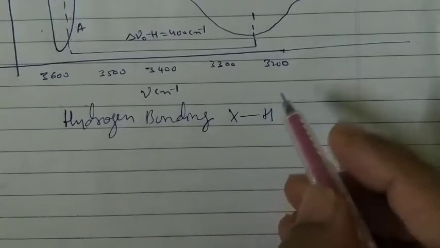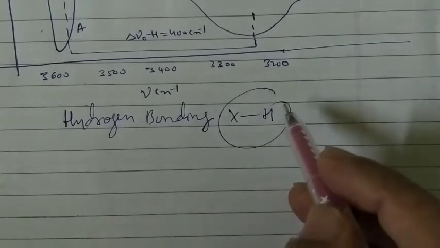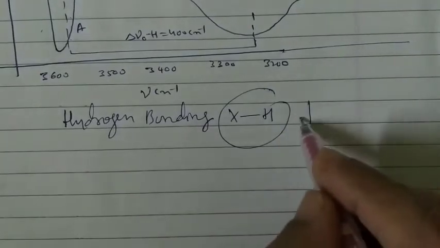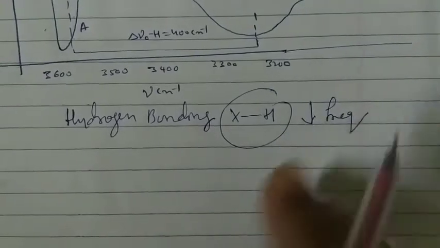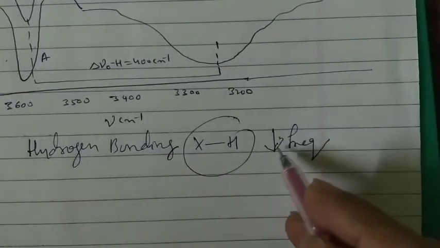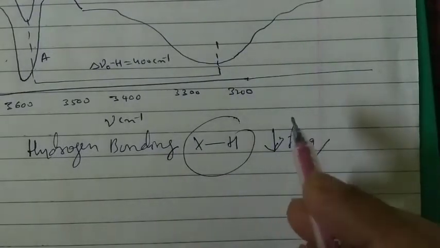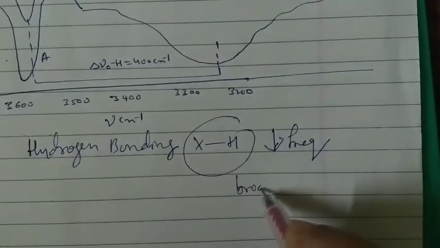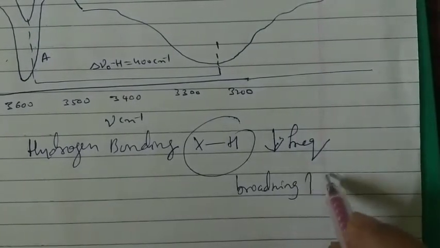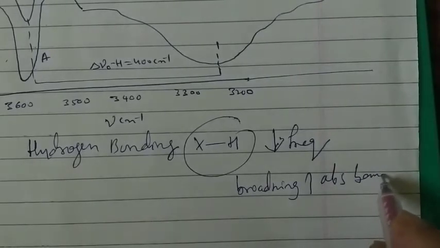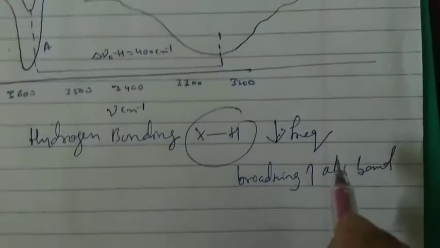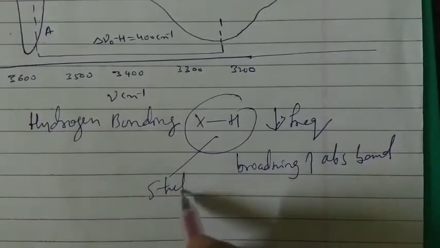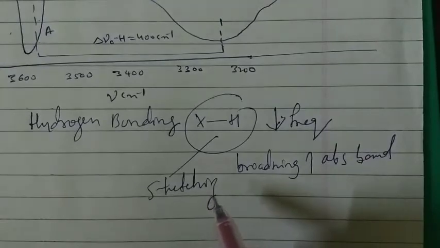in such a hydrogen bond, you can see it actually results in a decrease in the frequency. So the decrease in the frequency we can observe in such cases, and usually the broadening of the absorption band. This is the main thing here, broadening of the absorption band, because of the XH stretching vibrations.